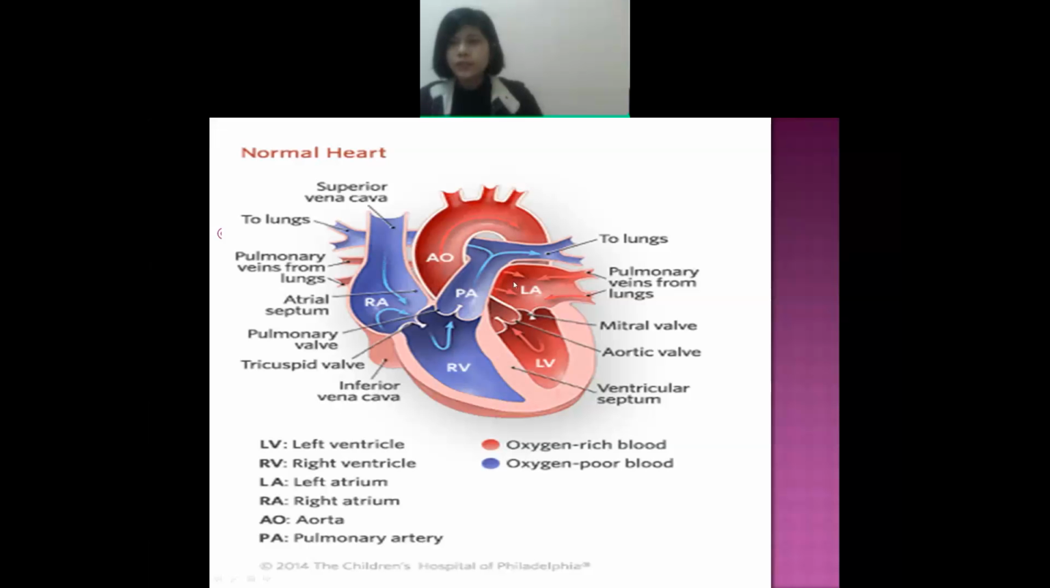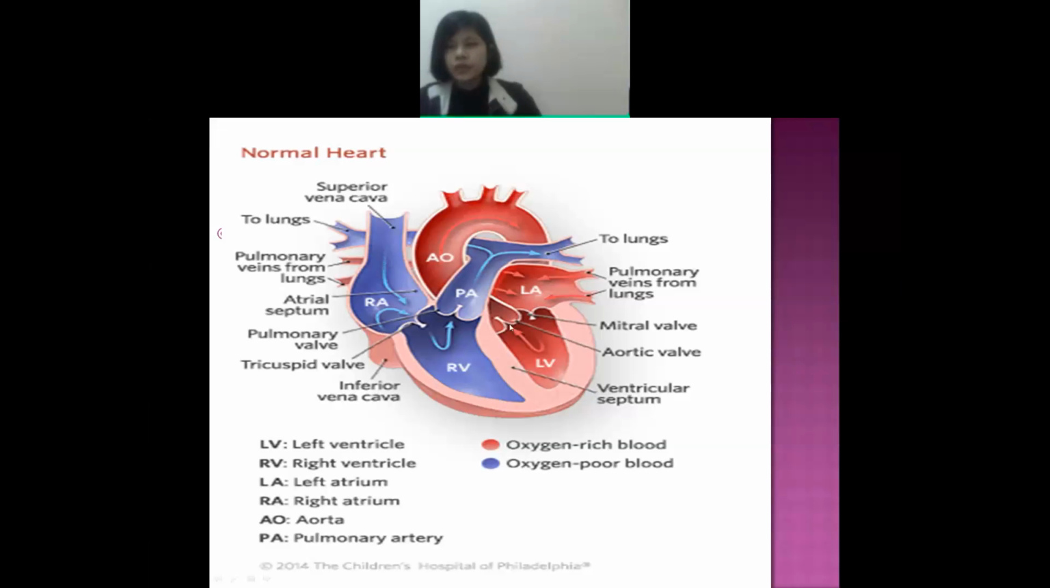So as soon as it enters the left atrium, what will happen here? Again, they will go down. Understand? And before going down, again this valve will open, which is known as the mitral valve. So as soon as the mitral valve opens, what will happen? It will go down, that is, to the left ventricle. Okay, the left ventricle.